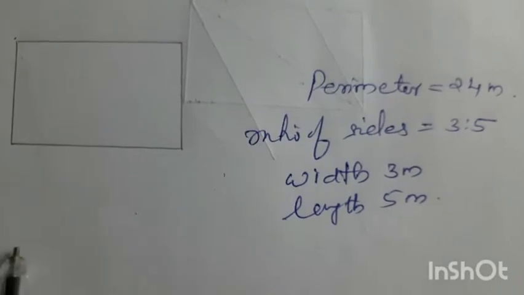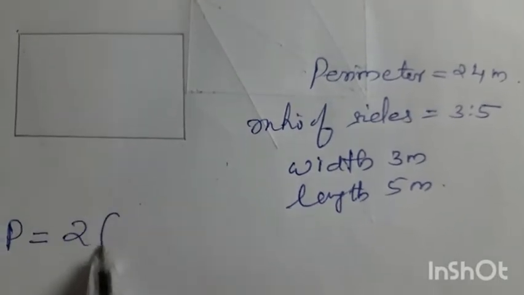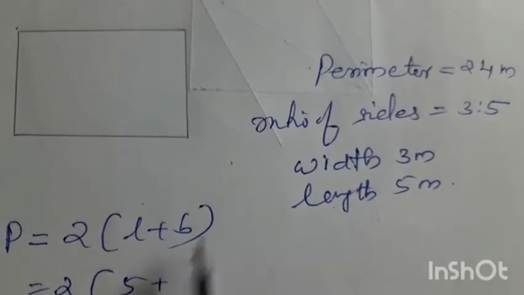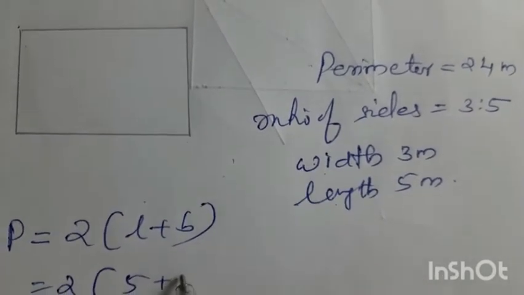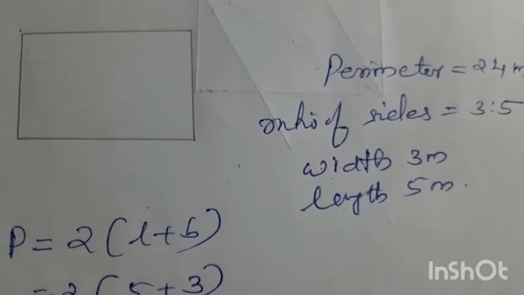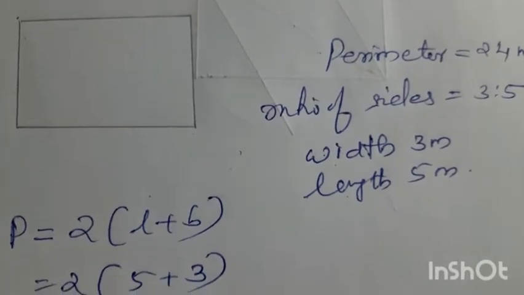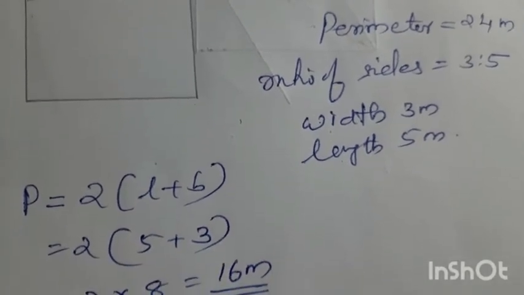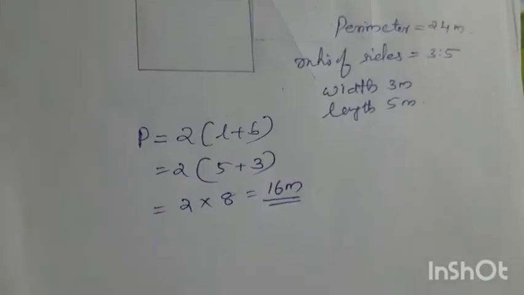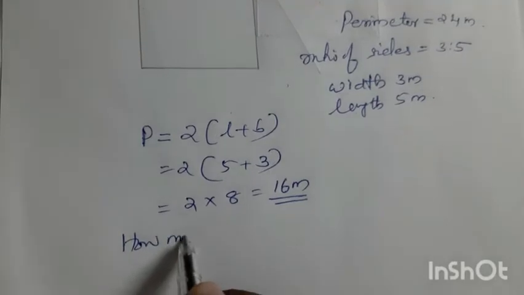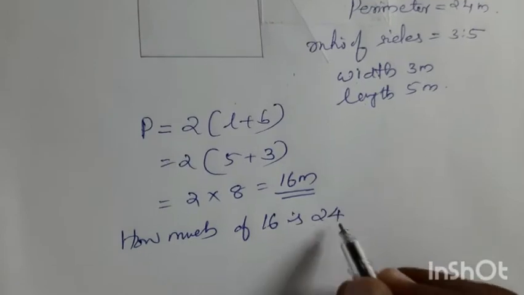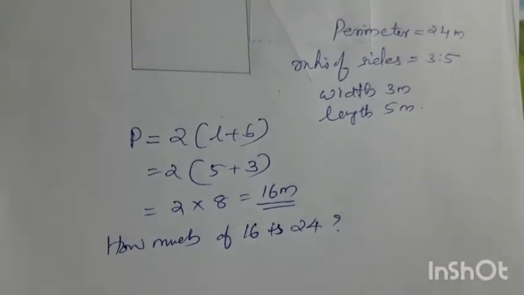If you consider like this, what is the perimeter? Perimeter is equal to 2 into (L plus B). So 2 into (length is 5 and breadth or width is 3). So you are getting 2 into 8, that is 16 meters. So perimeter is 16 meters. And what we have to find out is how much of 16 is 24.